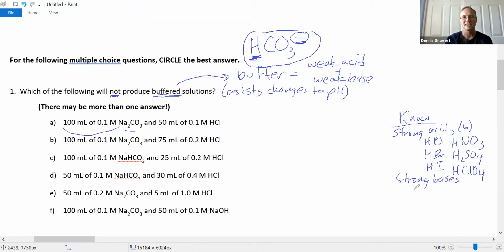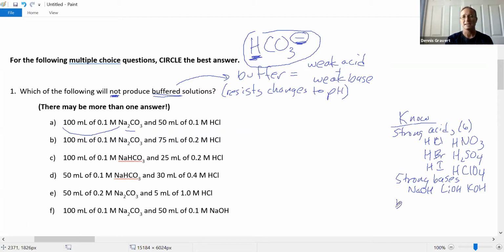Strong bases, those are pretty much bases made from hydroxide ions. So alkali metals, NaOH, LiOH, KOH. If you go to alkaline earth metals, column 2, like calcium hydroxide and magnesium hydroxide, those are not very soluble. So they can't really be a strong base. So there you go, those are your strong bases.